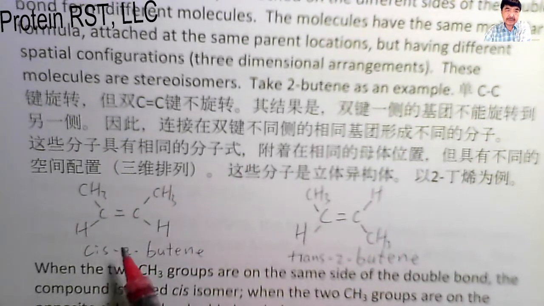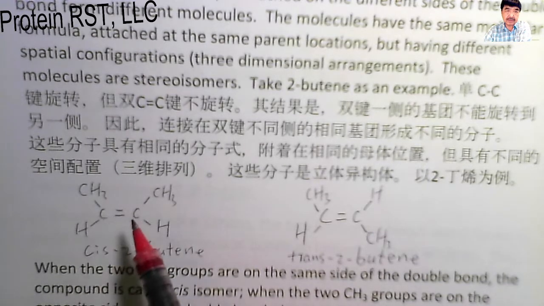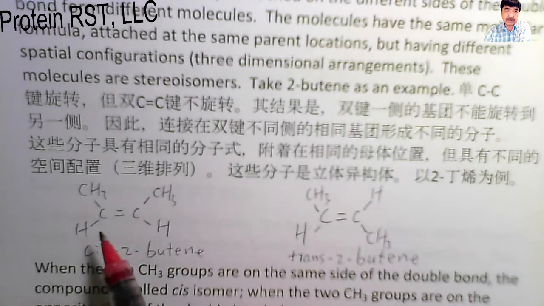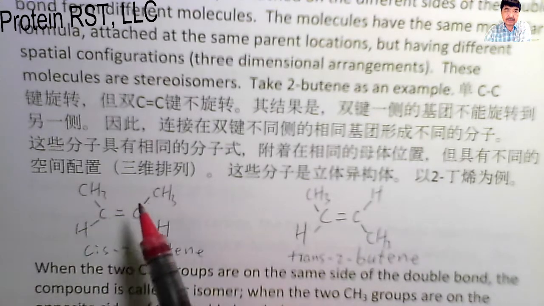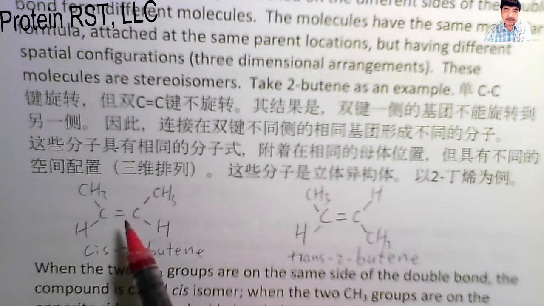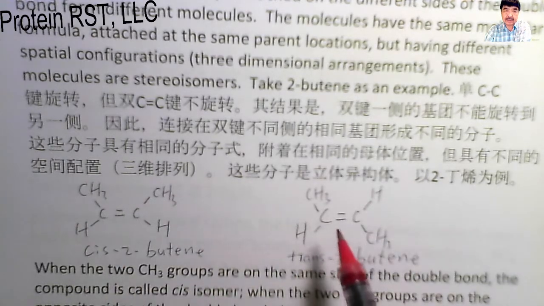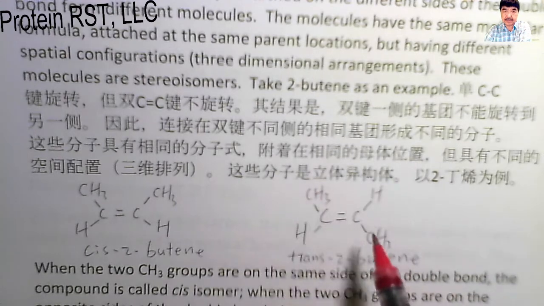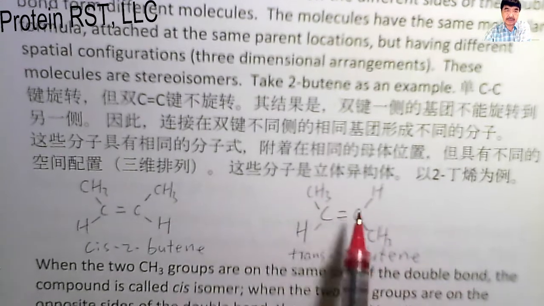Here we go. These are 2-butene, with the double bond between C2 and C3. This one, you can see the 2 methyl groups are on the same side of the double bond, and in this one, the methyl groups are on the opposite sides of the double bond.